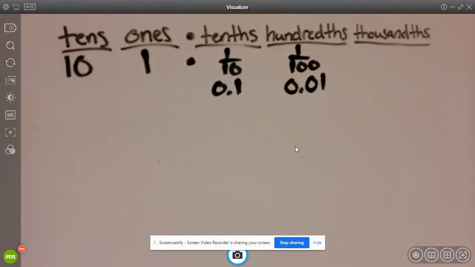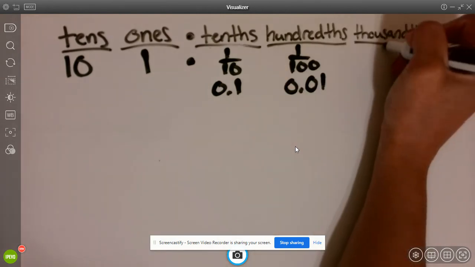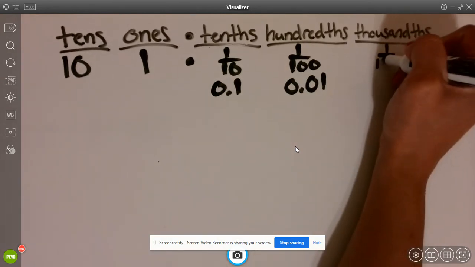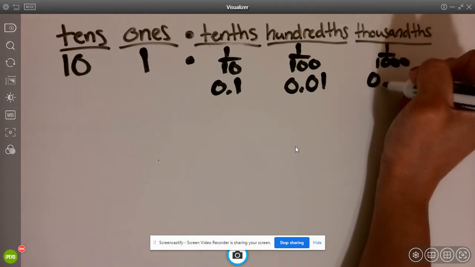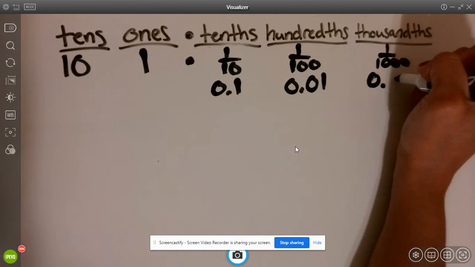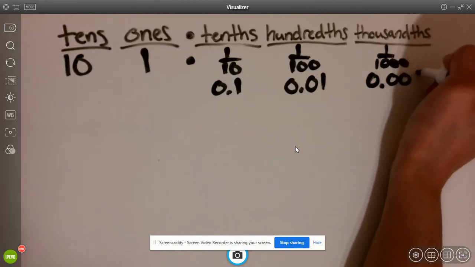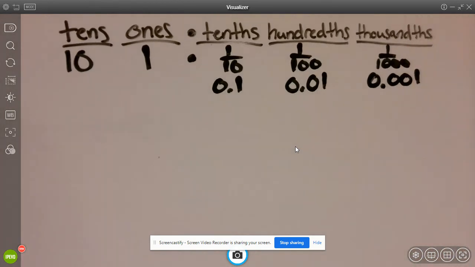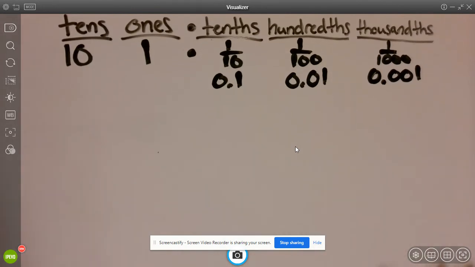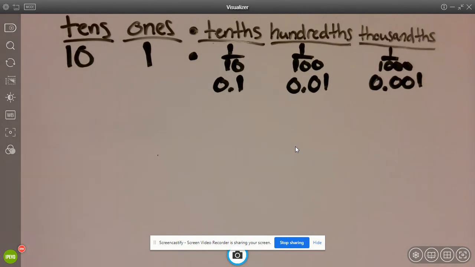Now, how do I write 1,000 as a fraction? 1/1000. And as a decimal, 0 and 001. The 1 is in the thousandths place. Okay, now once I understand this, expanded form will be simple. Okay, so let's do an example together.